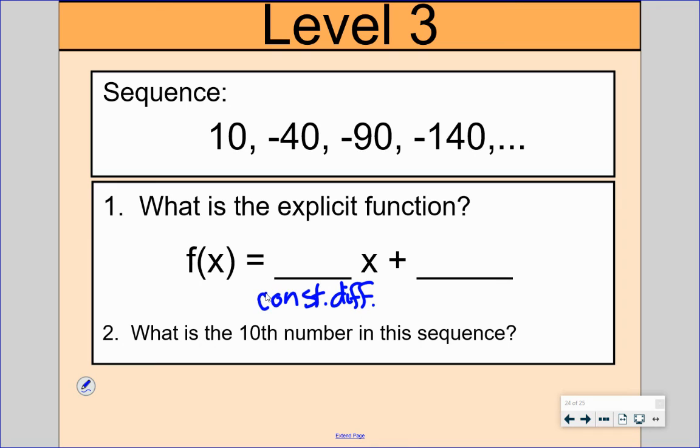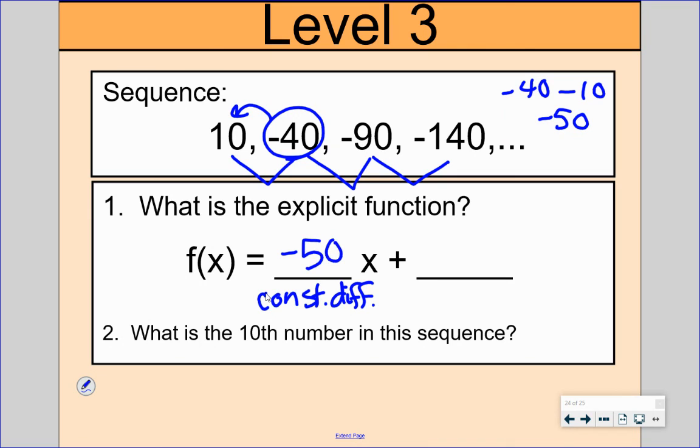How do we find the constant difference? It's what we are adding from the first term to go to the second term, the same thing we are adding every single time. Well, what do we add to 10 to get -40? If it's bigger numbers and not obvious, we take one of the numbers in the sequence and subtract the number before it. So I'm going to have -40 minus 10. That gives me -50. So my constant difference is -50.